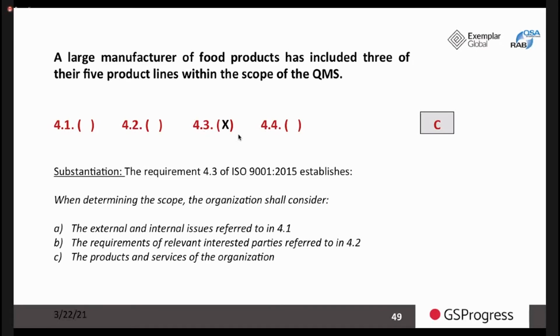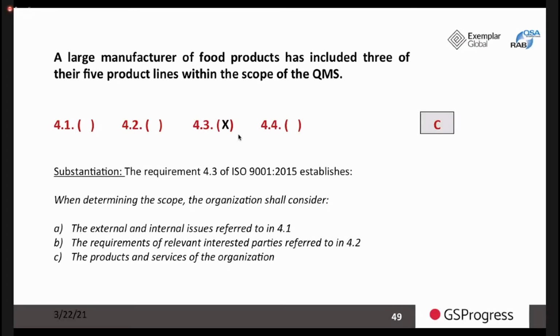So the question is, why does it conform? It says a large manufacturer of food products has included 3 of their 5 product lines within the scope of the QMS. So we talked about scope, right? So it's their scope, correct? They deemed that they were going to include 3 of the 5 product lines within their scope. So it's defined. They already defined that. Yep.